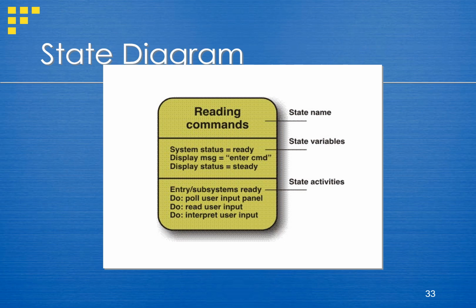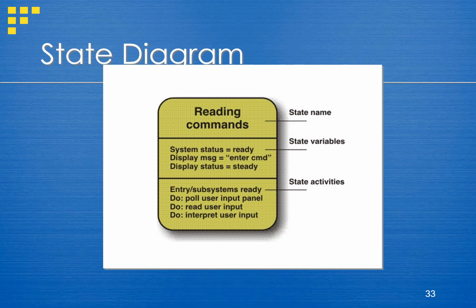The earlier one focused only on a single class. In the same way, this is a state chart diagram where a state box is explained here. Again three sections, and these are two parallel lines connected with curved corners, right? Arcs. So this is the representation for a state box. The first section is the state name, reading commands. The second section is state variables, that is system status is ready, display message, enter command, display status ready. Whatever message or text you want to enter will be written in double quotes. And the third section is about state activities.